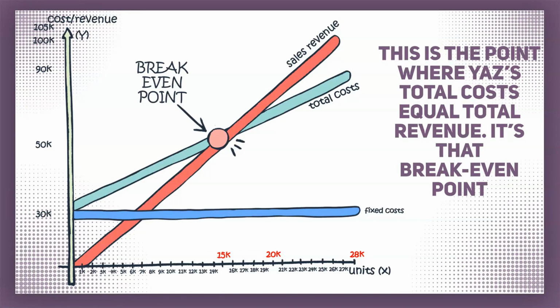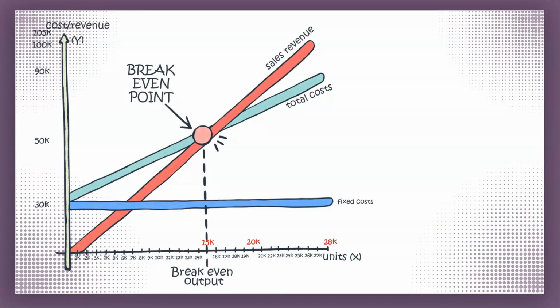And you can then draw a vertical line down to the x-axis to read off the number of units sold at that break-even point. So how many cake jars does Yaz have to sell to make no profit but make no loss? And this is called the break-even output, and as you can see in this scenario, it's 15,000 units.